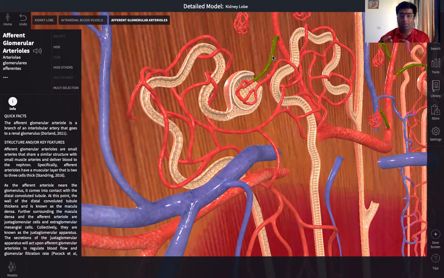And the pressure that is required for the filtration process is due to the difference in the diameters of the afferent and the efferent arterioles. As the blood flows through the glomerulus, most of the liquid part of the blood, except the blood proteins, the plasma proteins that is, and the blood corpuscles, everything else gets filtered out.